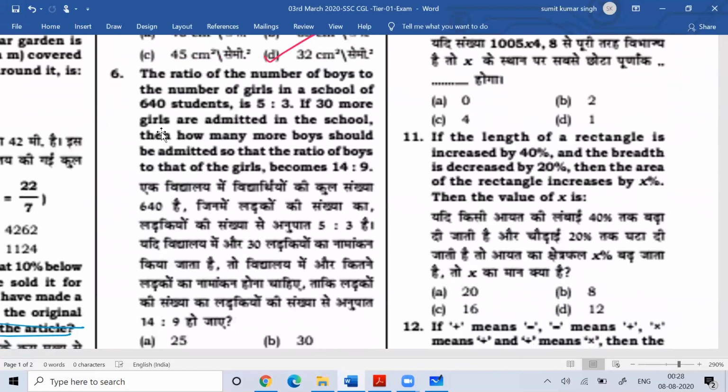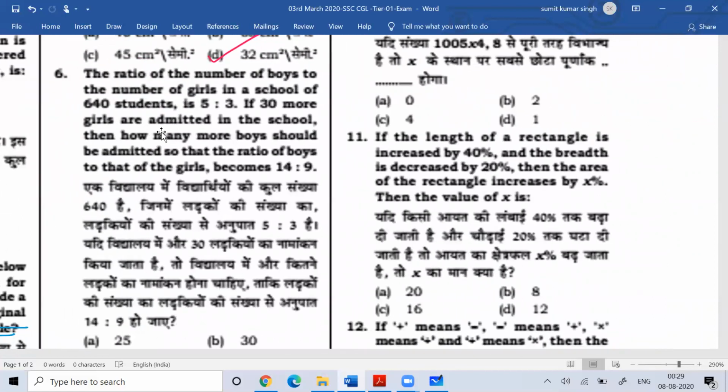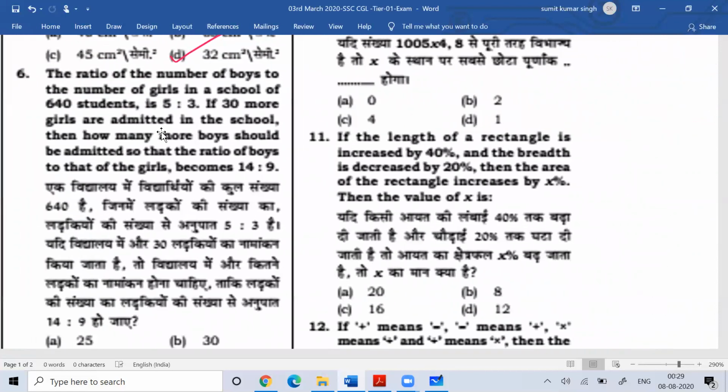Okay, now see question number 6. The ratio of the number of boys to girls in a school of 640 is 5:3. So the boys will be 5 by 8 of 640, which is 400. And the girls would be 3 by 8 of 640, 8 threes are 240. The sum is 640.